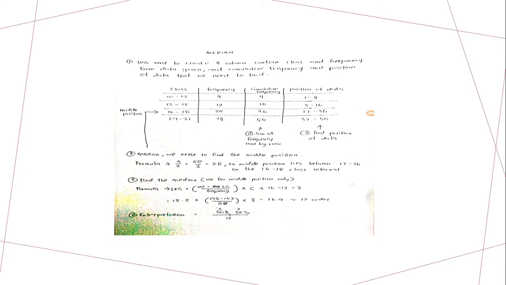So for the interpretation, it means 17 order: half of the order is less than 17 order, and half of the order is more than 17 order. That's it. Thank you.